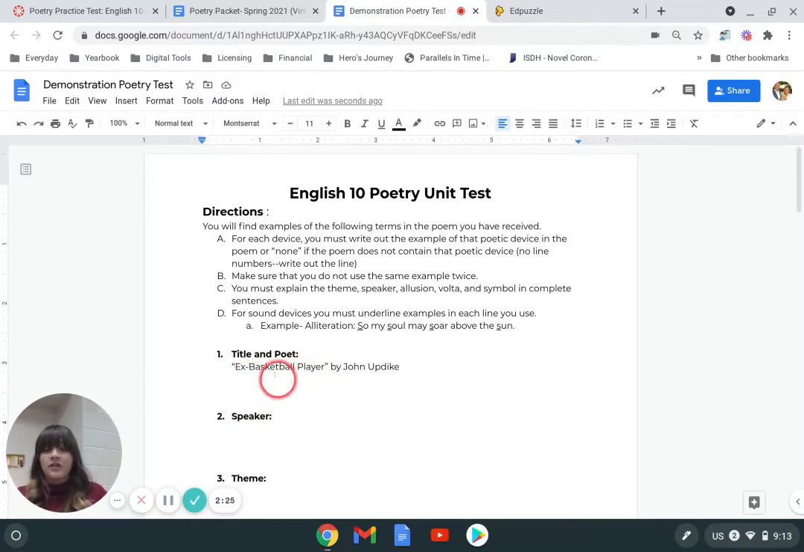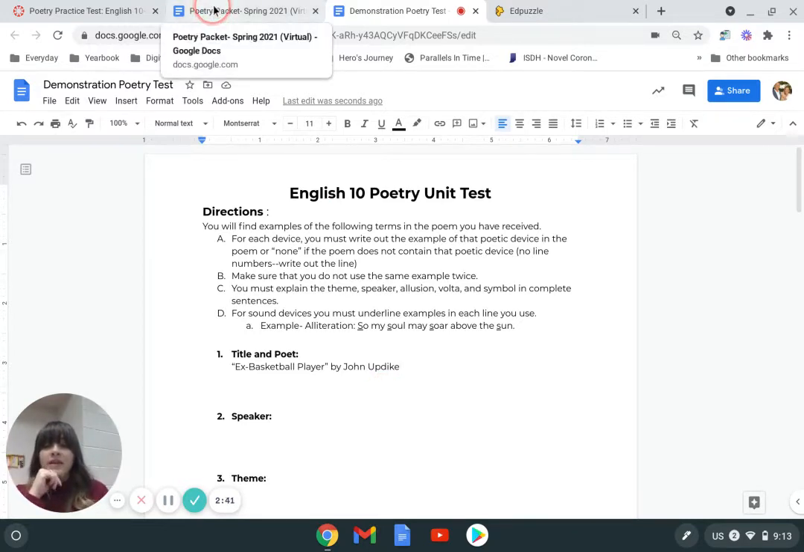So this is the first thing, though, I'm writing out. Remember, poems are always in quotation marks, not italics. Ex-Basketball Player by John Updike. I've made sure I capitalized everything correctly. Everything's following correct format, okay?